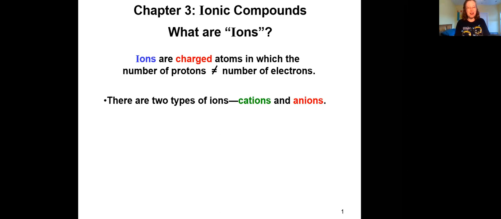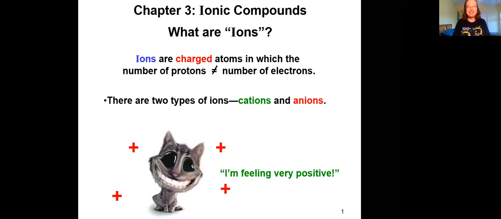There are two types of ions. There are cations and anions. Now, many of you will probably really like cats. So remembering that the positively charged ions are cations will be easy for you. For those of you who are not as big a fan, maybe this will help. Seeing a very silly cat with lots of positive signs around it to help you remember that cations are positive ions. The anions, boring name, anion, those are our negative ions.